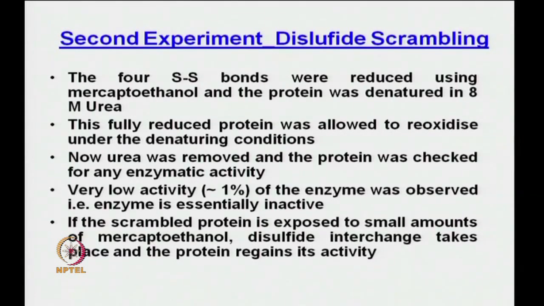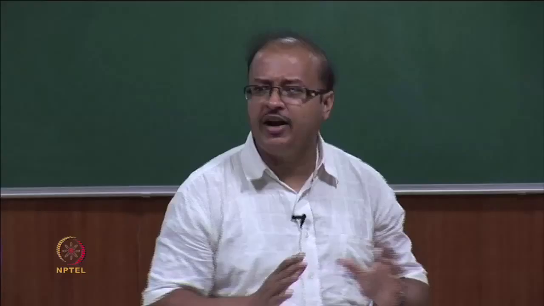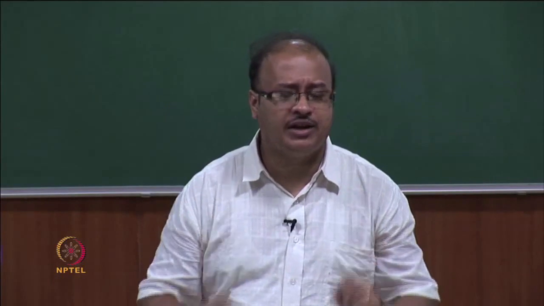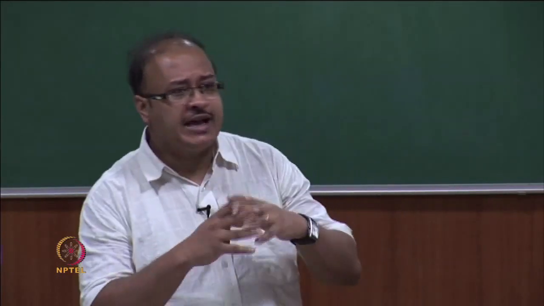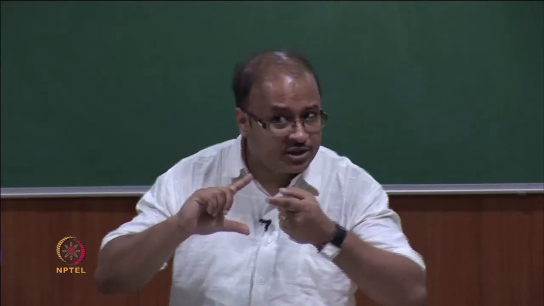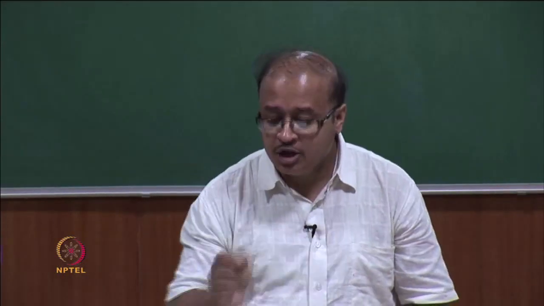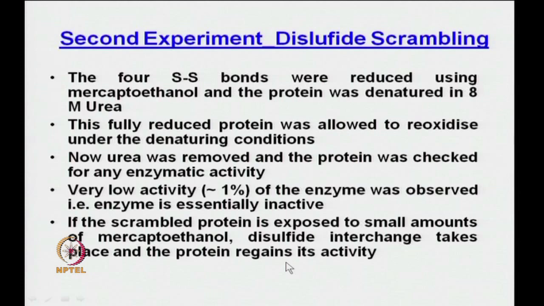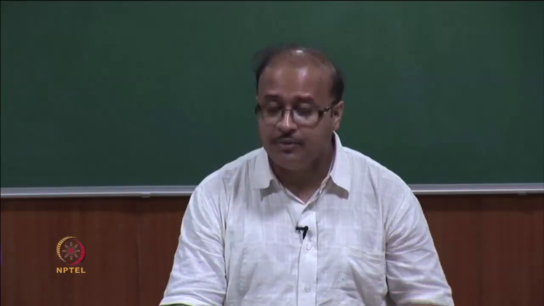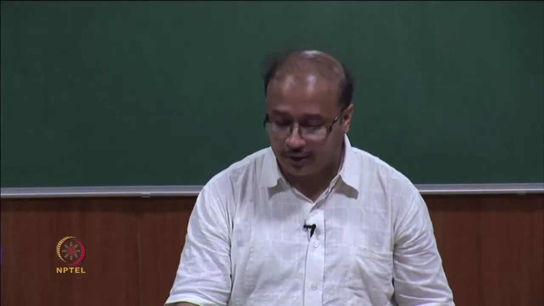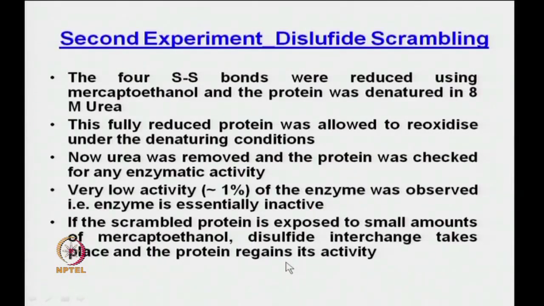However, if the scrambled protein is now exposed to small amounts of mercaptoethanol, so this is a very neat experiment, but a brilliant idea. So, what he now does is, he has a scrambled protein, right. Now, if the protein has to rearrange, remember the protein can rearrange, that means you have to break the disulfide bonds. So he just exposes it to a small amount of reducing agent, beta mercaptoethanol, and the disulfide interchange now takes place and the protein regains its activity. Now, this is really nice, this is really important.